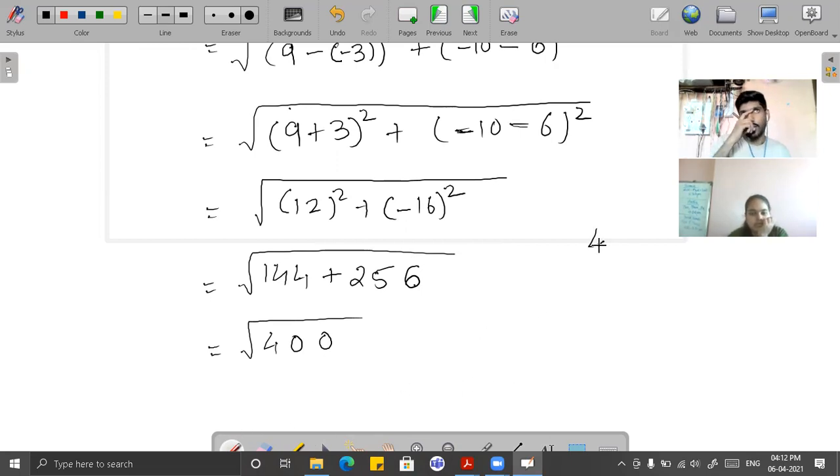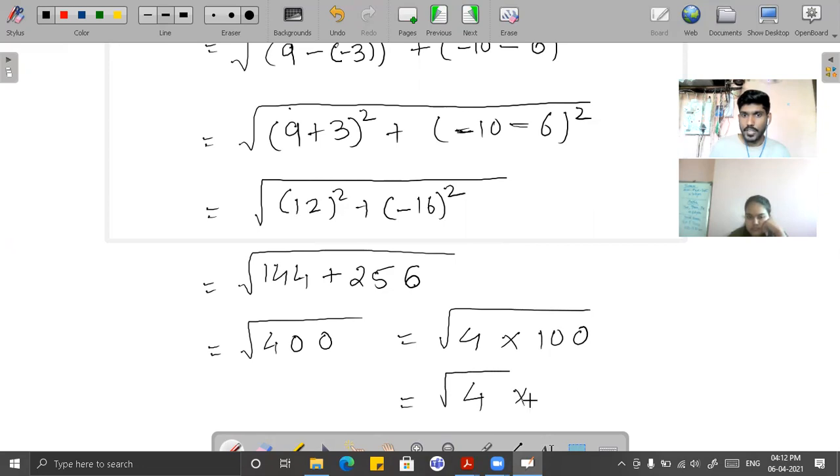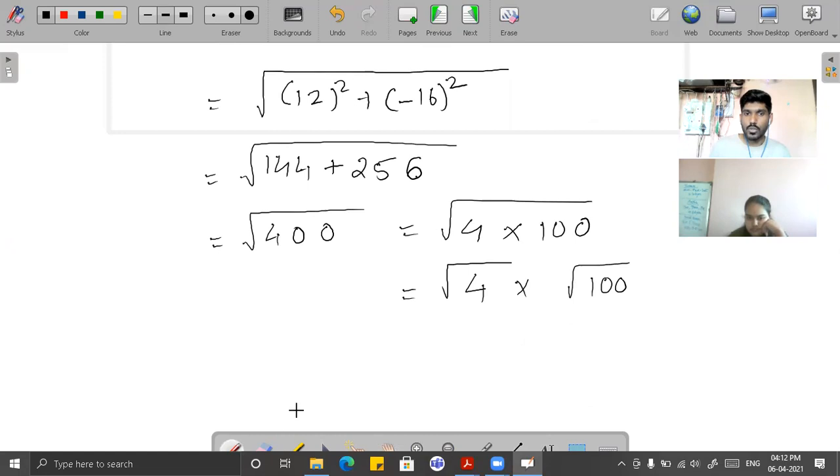400 can be written as, I'll show you a simple way of solving it. 400, we can write it as 4 into 100. Then we can separate the square root. So root of 4 into root of 100. Now we know square root of 4 is 2 and square root of 100 is 10. 2 into 10, 20. Is this clear? Any doubts here? Okay, understood.